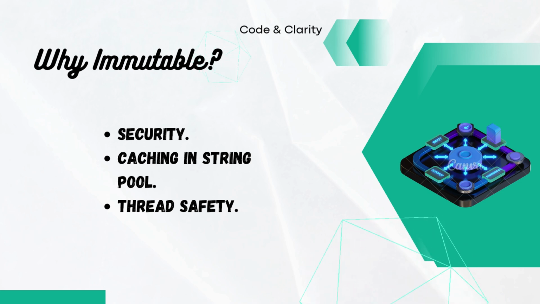The next is caching. Strings are used so often that they are stored in a special place, which is also called the string constant pool. Now if you create the same string again, Java reuses it instead of creating a new object, so it saves memory. And the last one is thread safety. Immutable objects can be shared safely between multiple threads without worrying about synchronization. That's why strings are considered to be both efficient as well as safe, and hence strings are made immutable.